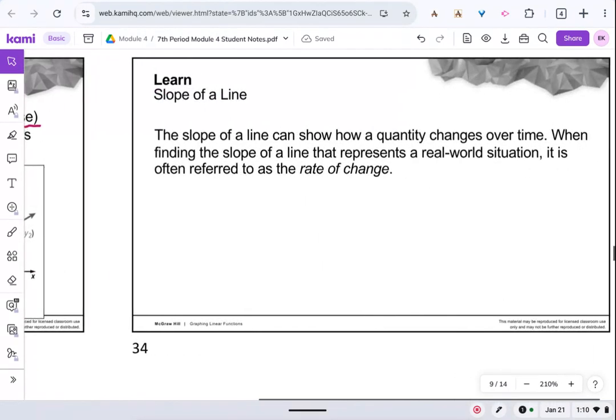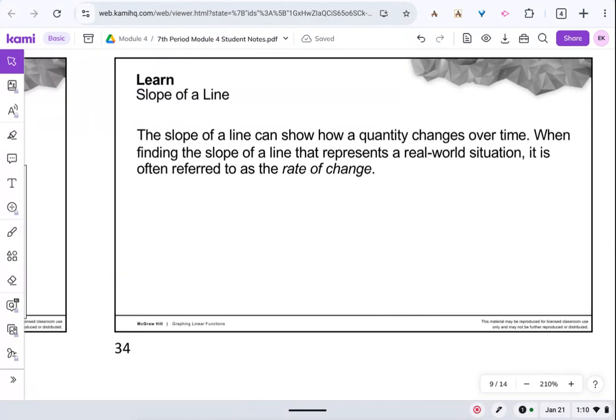On the next slide, there's not really anything we need to add. It just says the slope of a line can show how a quantity changes over time. When finding the slope of a line that represents a real-world situation, it's referred to as rate of change. So slope and rate of change go hand in hand. We already worked on rate of change when we were looking at those tables and graphs. Now we're going to be connecting that to slope with 2 given points.